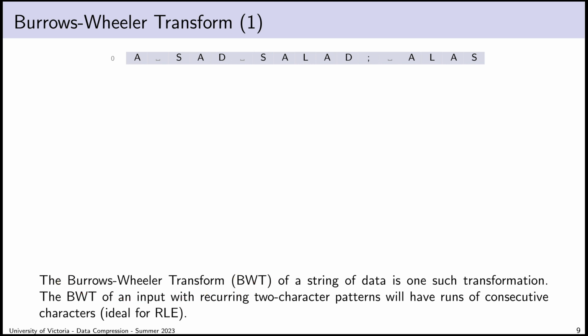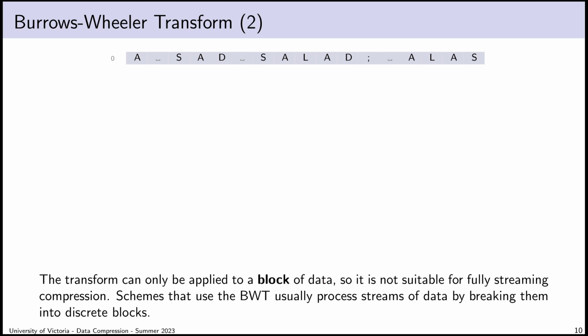The BWT is a transformation of a string of data. One of the great things about it, which we'll see in a few minutes, is that if you give the BWT an input with recurring 2-character patterns, the transformed representation will likely have runs of consecutive characters. We'll see later that it doesn't always arrange all of the identical characters into a run, but in general, BWTs can be expected to produce runs of identical consecutive characters, which means RLE can now go to work on the output of a BWT.